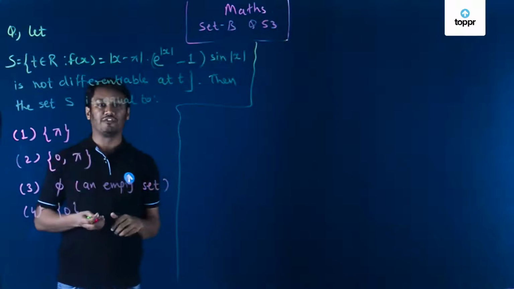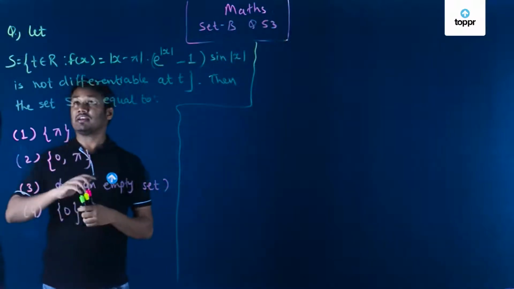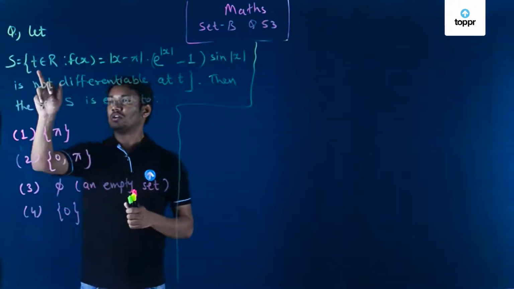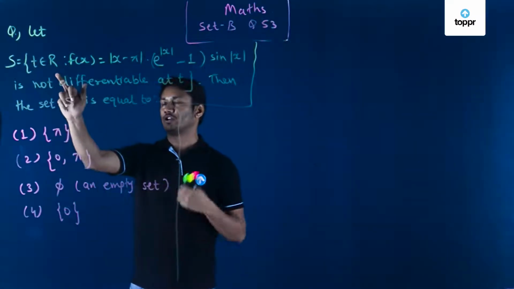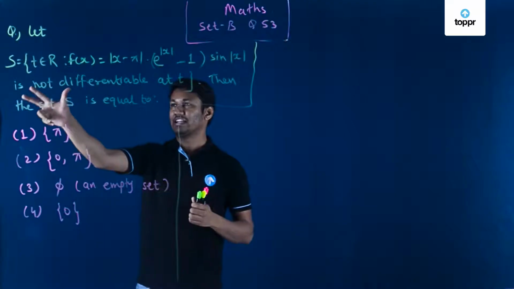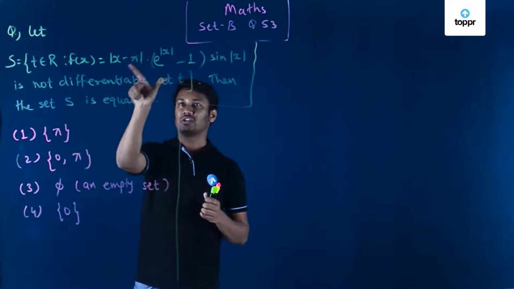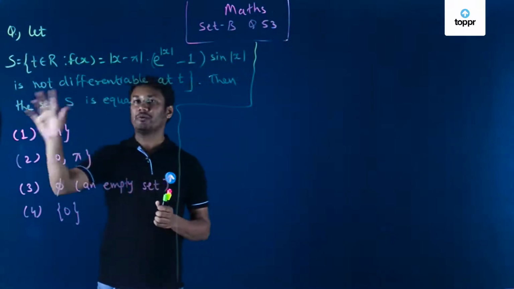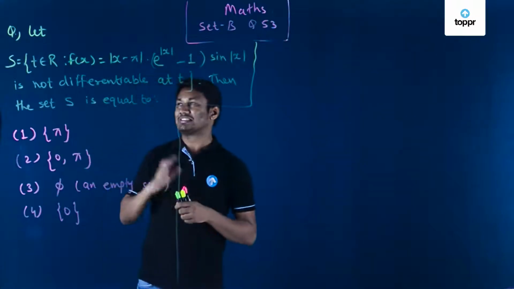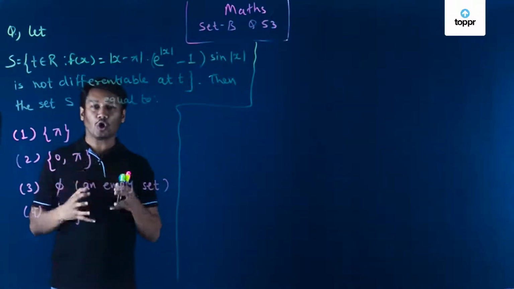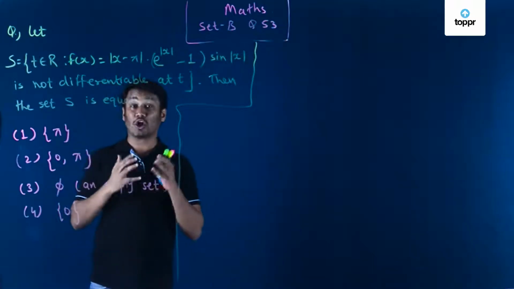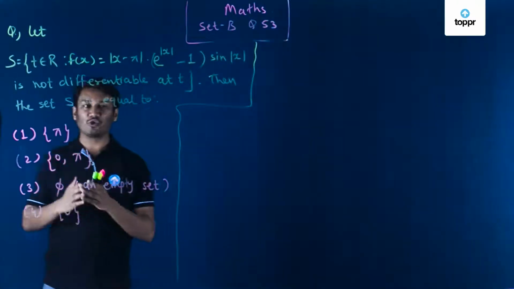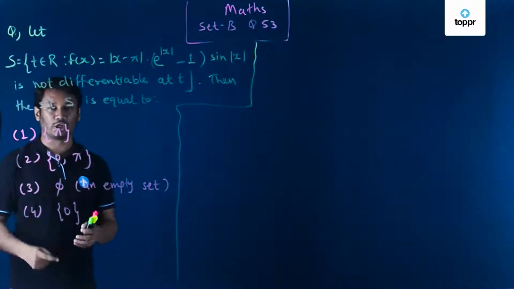Set B question number 53. The question says, let S equal to the set of values of t such that t belongs to the set of real numbers, and how do you define t? f of x is a function in x and it is not differentiable at t. So set S consists of all those values of t at which this given function f of x is not differentiable. And we have to find out what this set will be equal to.